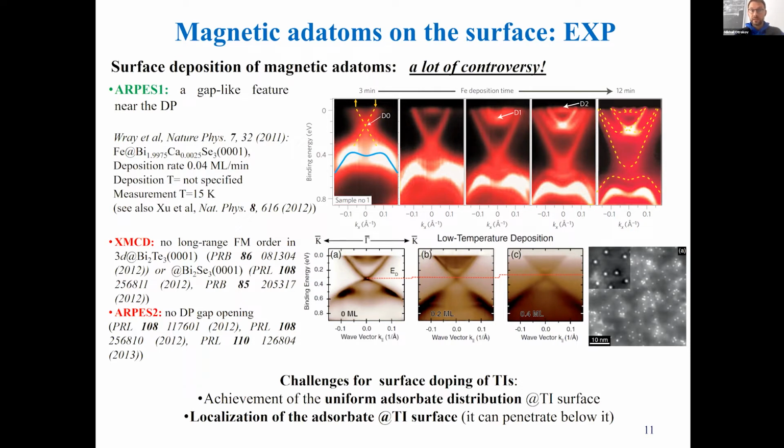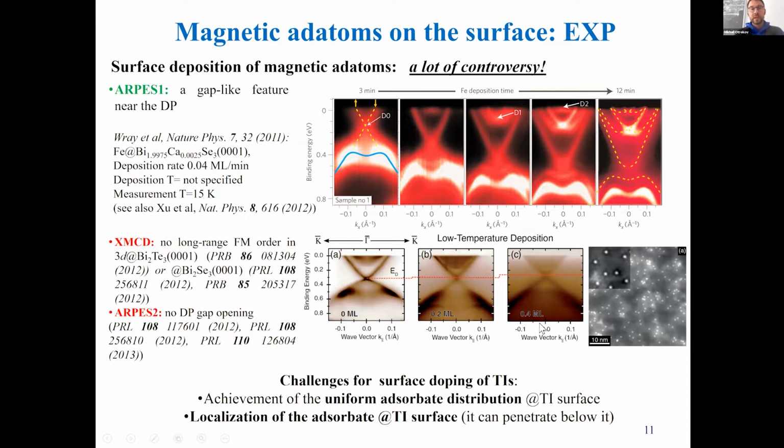On the one hand, one group of ARPES studies reported a gap-like feature near the Dirac point, which could look like this in the case of iron deposited on top of bismuth selenide. On the other hand, the X-ray magnetic circular dichroism measurements have found no proof of the long-range ferromagnetic order in such kind of systems. And correspondingly, there was another group of ARPES studies that reported no Dirac point gap opening, as it is shown here.